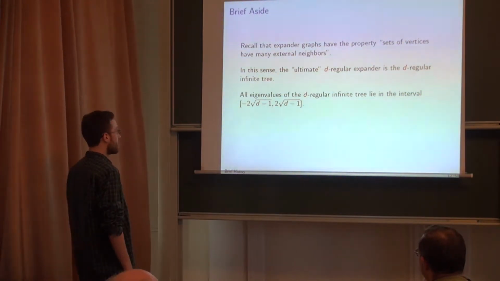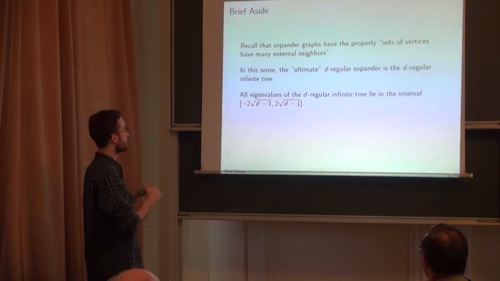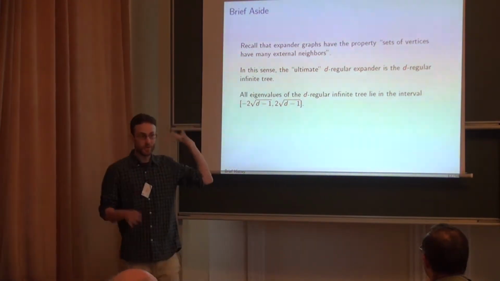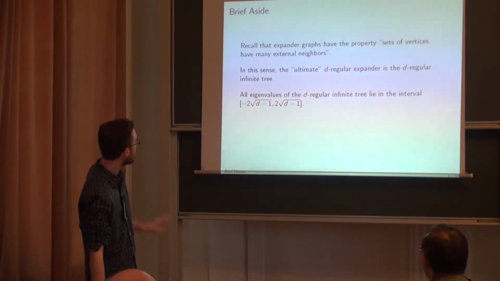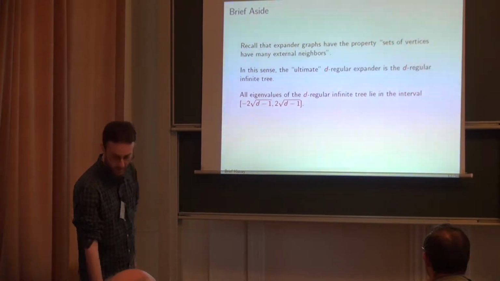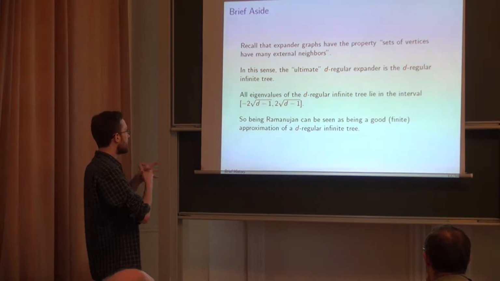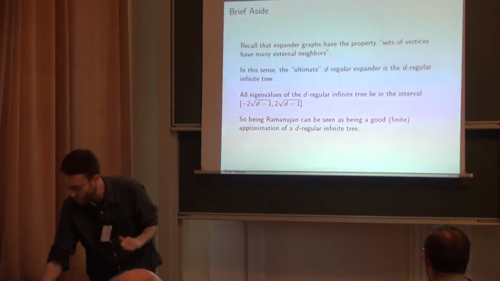All eigenvalues of the d-regular infinite tree lie in the interval minus 2 square roots of d minus 1 to 2 square roots of d minus 1. If this number looks completely bizarre to you, like why 2 square roots of d minus 1, this is why. The infinite tree defines this domain. So being Ramanujan can be seen as a good finite approximation of a d-regular infinite tree. This is what we're trying to do.